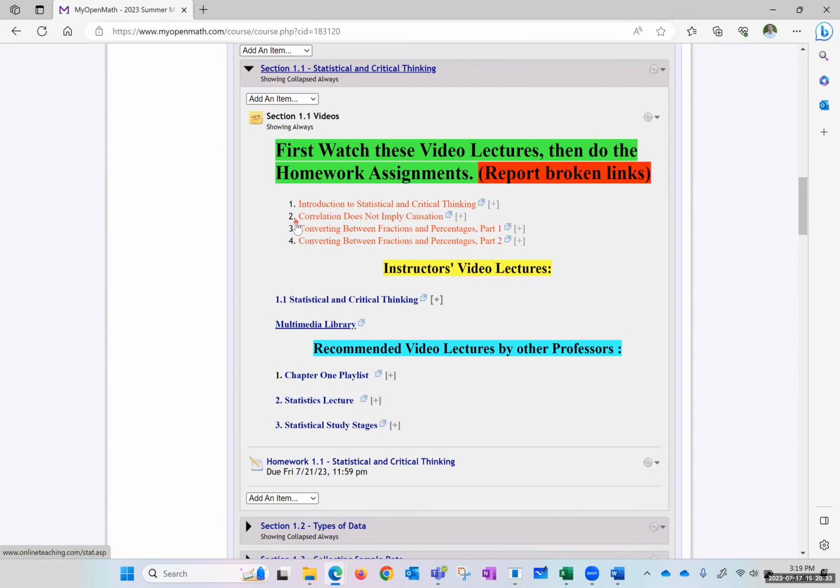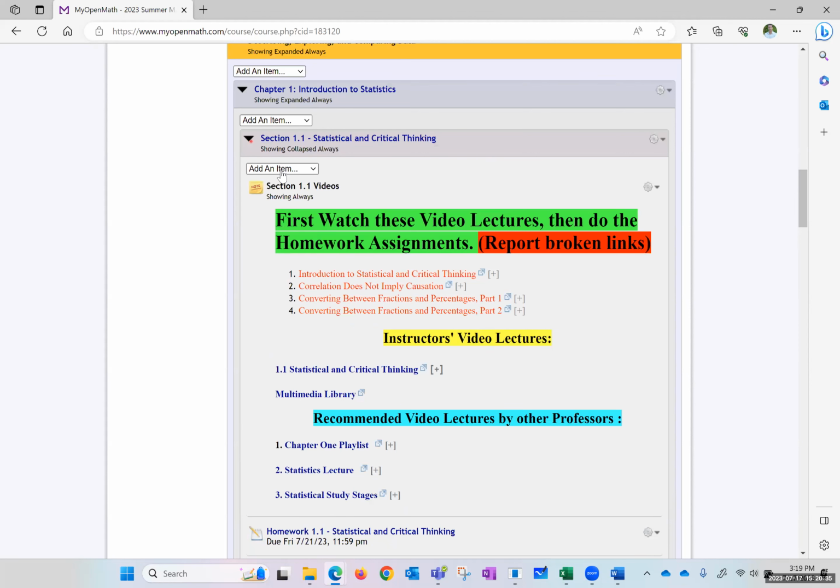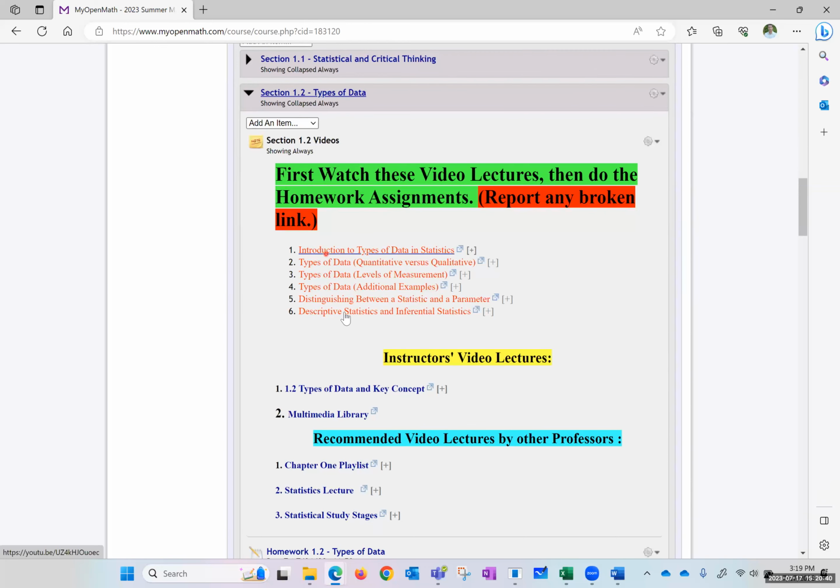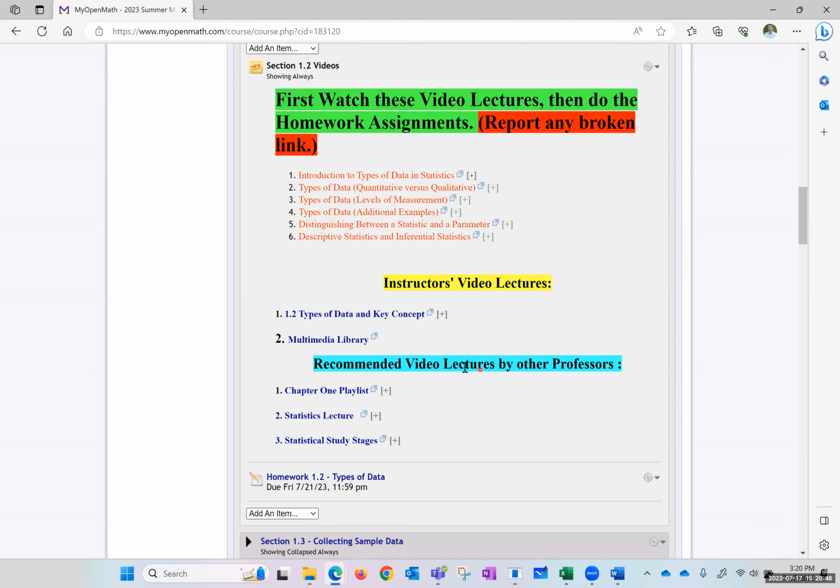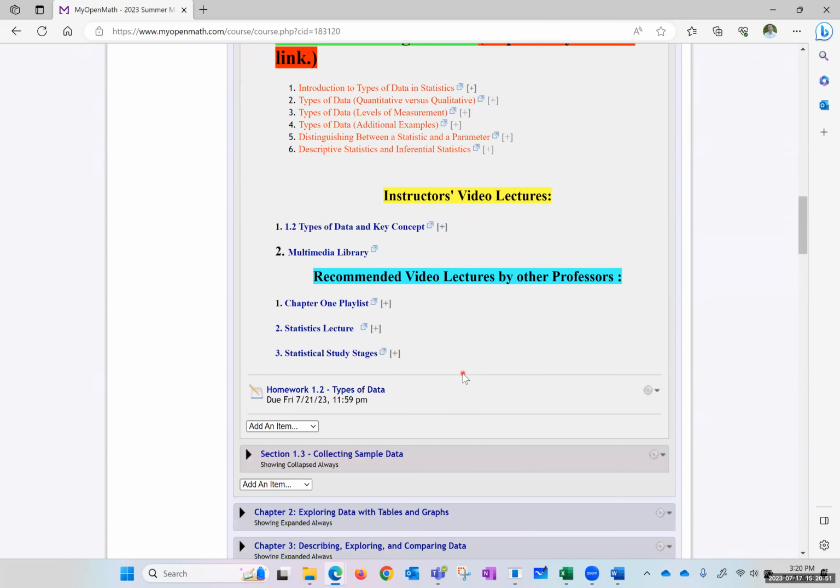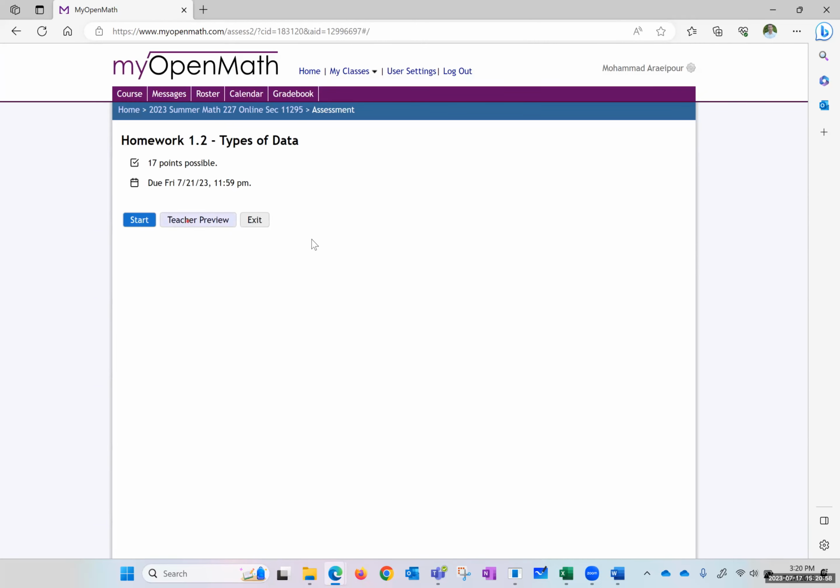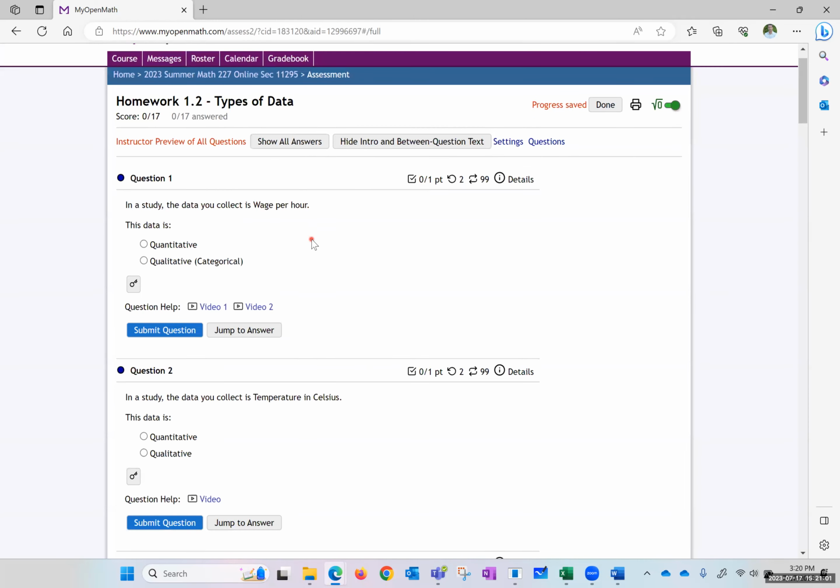If I click on 1.2, same thing happens. This section, PowerPoints, okay, then instructors' video lectures, then recommended video lectures by other professors, and then you have the homework. And as far as the homework is concerned, just the same as before. If you click on it, you just answer it, okay. In a study, the data you collect is wage per hour, so it's quantitative or qualitative.